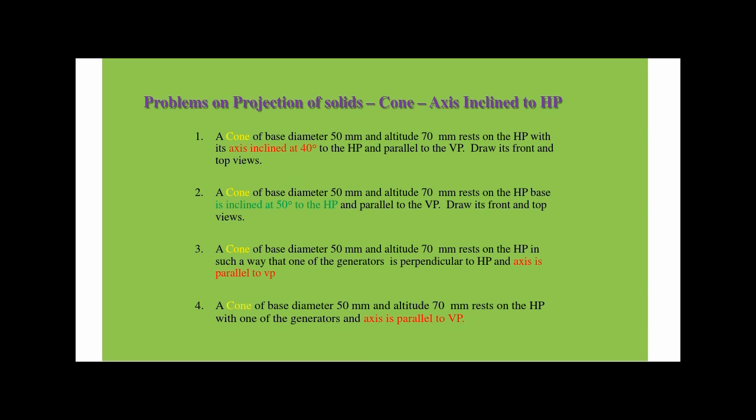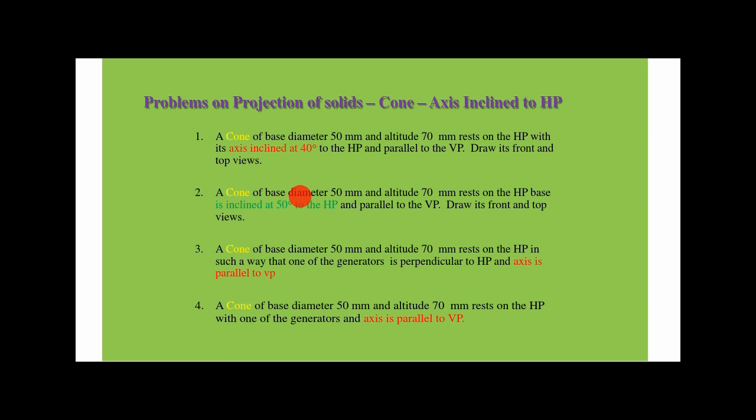In the third problem, one of the generators is perpendicular to the HP, whereas the axis is parallel to the VP. If one of the generators is perpendicular to the HP, automatically the axis will be inclined to the HP. In the fourth condition, the cone is resting on the HP with the help of a generator, and the axis is parallel to VP. If the cone lies on a generator, automatically the axis will be inclined to the HP.